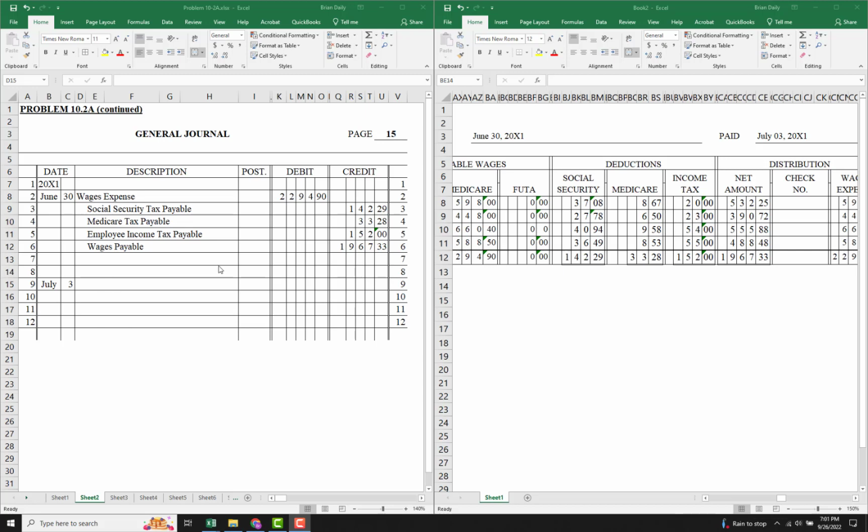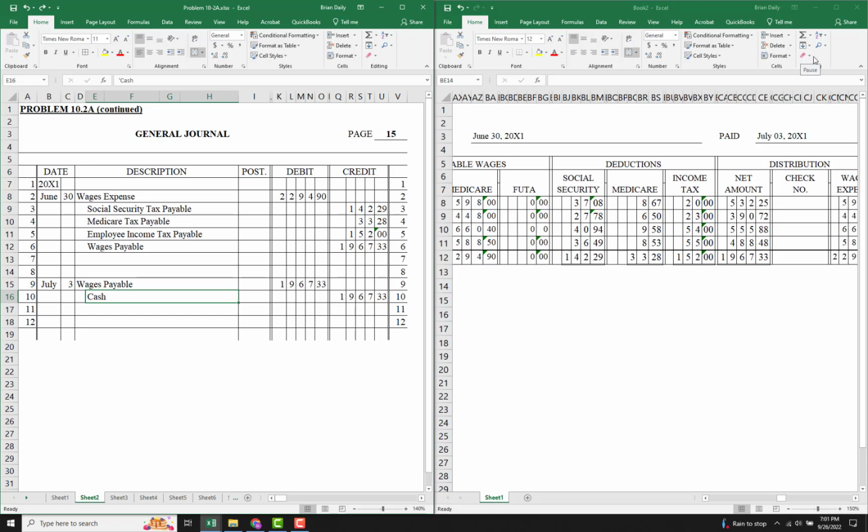The date of that payment is on July 3rd, and since we are paying the employees, we need to show that we no longer owe the employees. And in our previous entry, we had created a wages payable. Now we're debiting that same account to decrease its balance to zero to show that we no longer owe. And then finally, we are paying the employees. We are giving them money. We are reducing the business's cash, so we need to credit cash.